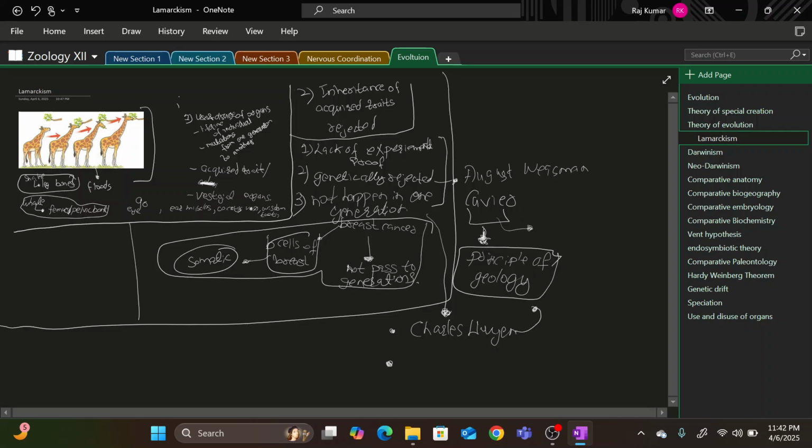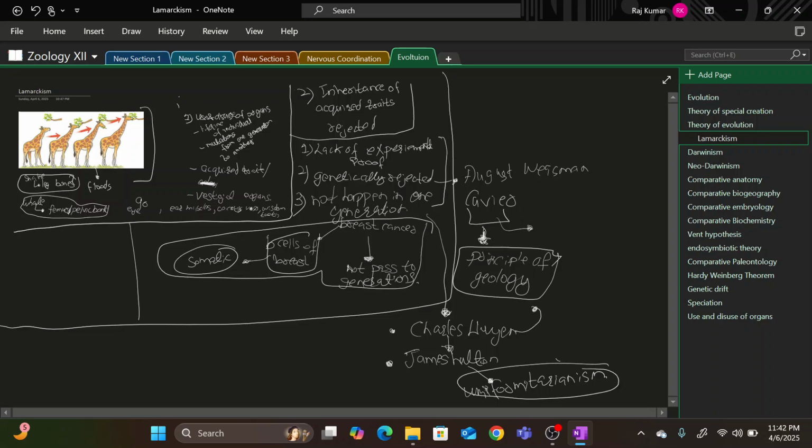of Lamarckism. And alongside that, Charles Lyell was also the person who contributed to the development of Darwinism, which we are going to study over here as well. He basically supported James Hutton, who wrote a theory based on uniformitarianism.